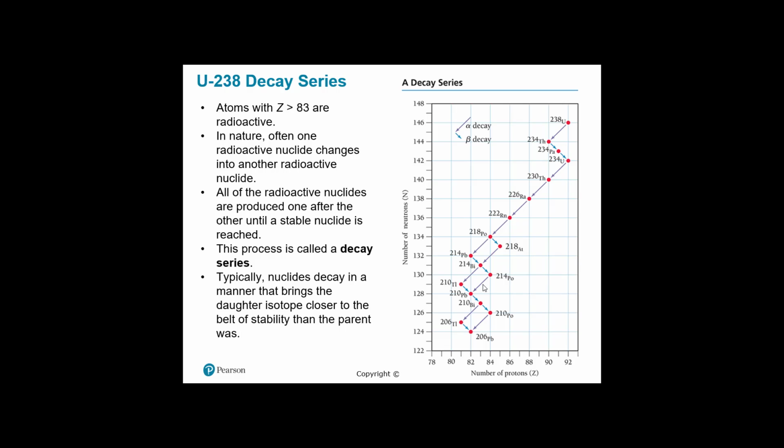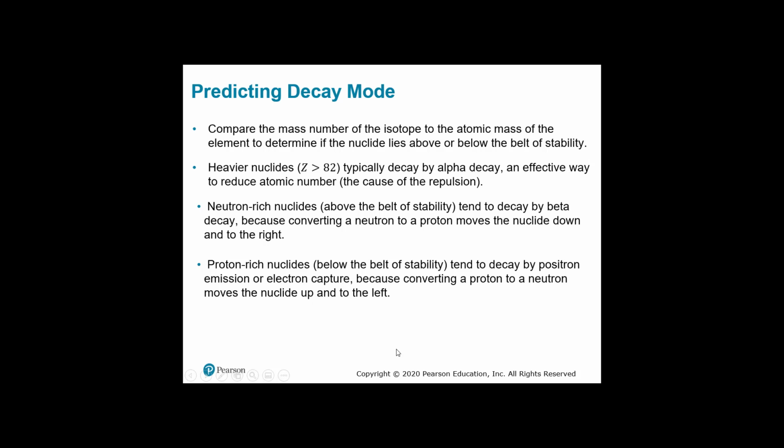Typically, nuclides decay in a manner that brings the daughter isotope closer to the belt of stability than the parent was. So that's what this is. This is a decay series showing how it will keep changing until it gets to something that's stable. So, predicting decay mode: compare the mass number of the isotope to the atomic mass of the element to determine if the nucleus lies above or below the belt of stability. I have problems that we're going to look at that will do exactly this. We're going to look at the mass number and compare them.